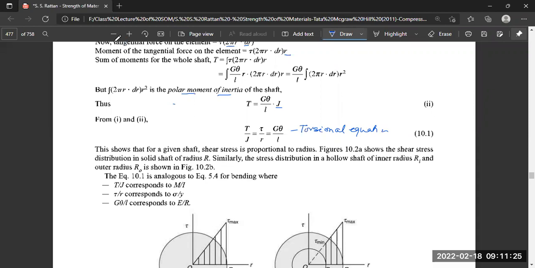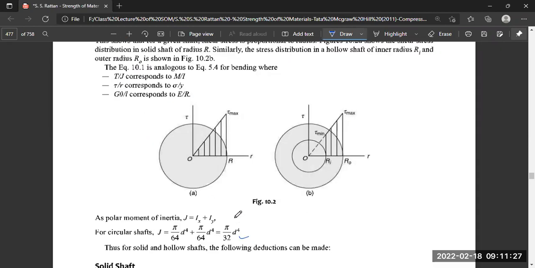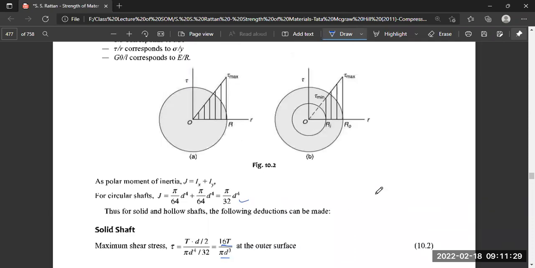Now, with the help of this equation, we can calculate the torque induced or the maximum shear stress which can be induced in the shaft, provided you know the length and the diameter of the shaft. And the shaft can be of two types we have imagined. Shaft can be solid and shaft can be hollow.